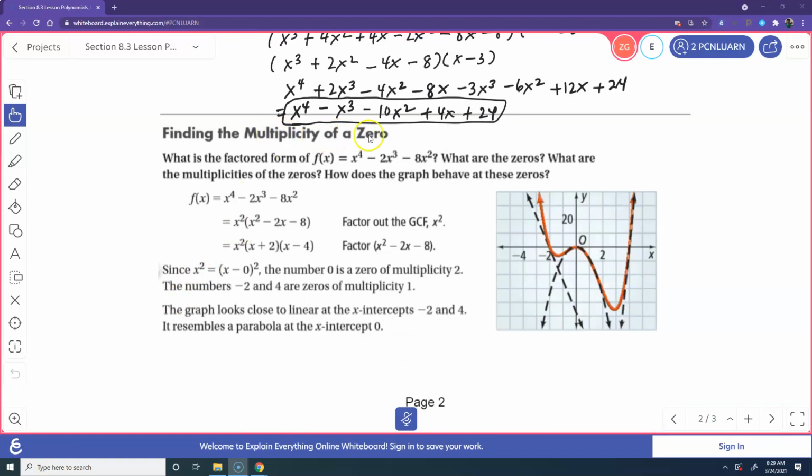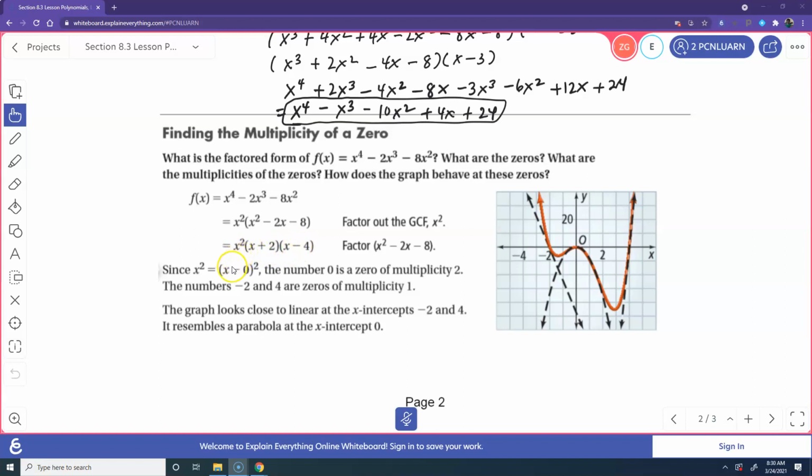Finding the multiplicity of a zero. What is the factored form of f of x equals 4 of x to the 4th minus 2x cubed minus 8x squared? Well, you notice they factored an x squared. So you have x squared, and then you can factor this as x plus 4 and x minus 8.